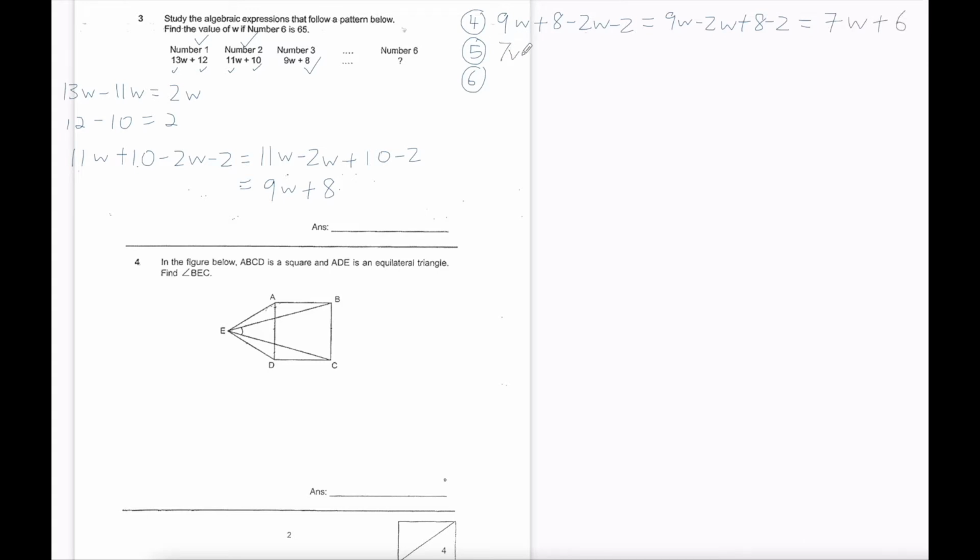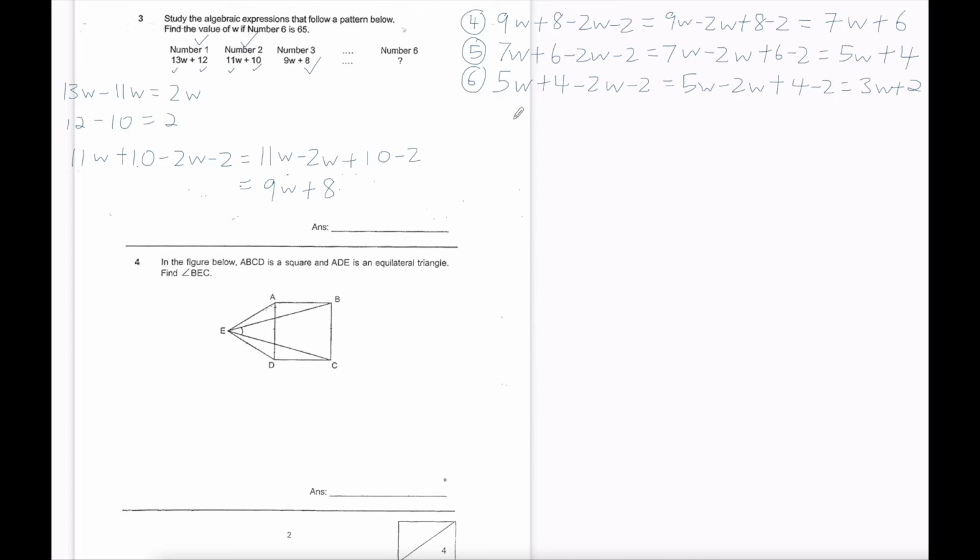Let's move on. 7W plus 6 minus 2W minus 2 is equal to 7W minus 2W plus 6 minus 2, which is 5W plus 4. One last one, 5W plus 4 minus 2W minus 2 equals 5W minus 2W plus 4 minus 2 equals 3W plus 2. Okay, and we have it. The number 6 is 3W plus 2.